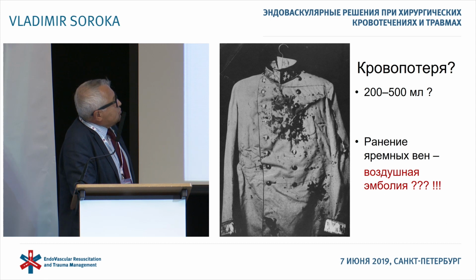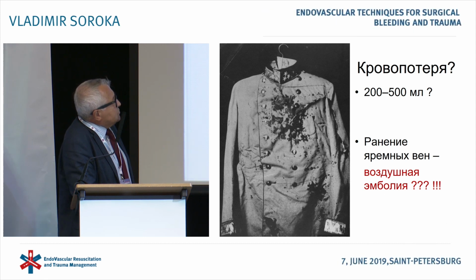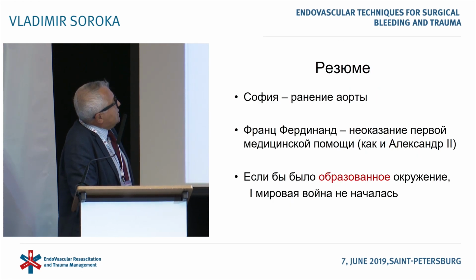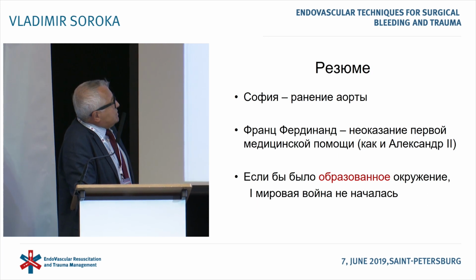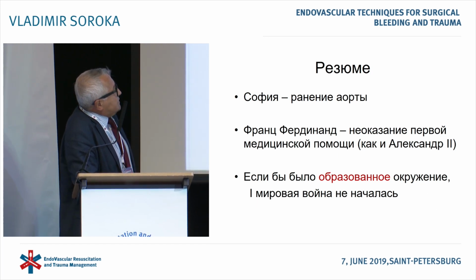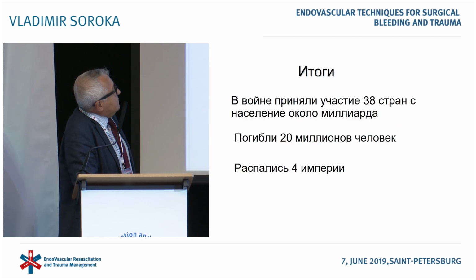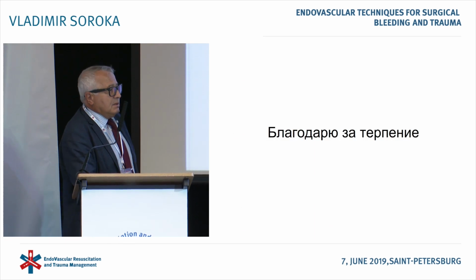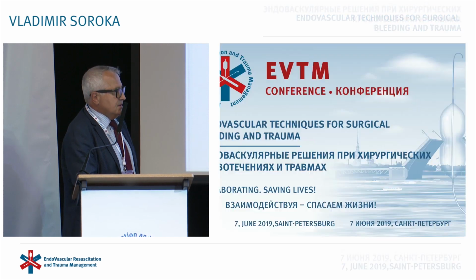Did he die from blood loss? No, I think he died from air embolism, and most probably from the fact that primary medical care was not provided. So the decisive role was played by the people who surrounded him. His wife had an aortic wound, while Franz Ferdinand died of a different wound, and it gave rise to the First World War, and 4 empires collapsed as a result of that war. Thank you.